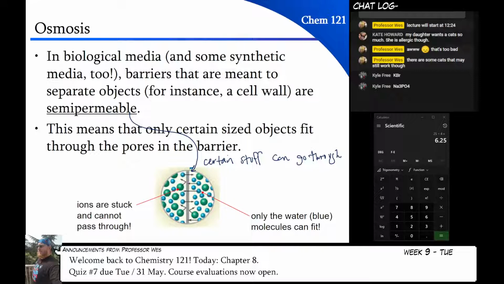Okay, what are the effects of this? Why do we care about this? Well, in biology, it's very important to keep stuff in certain places. For instance, if the contents of your cells all passed through your cell membranes and entered your bloodstream, you'd very quickly die because you're not supposed to have proteins in your bloodstream that shouldn't be there.